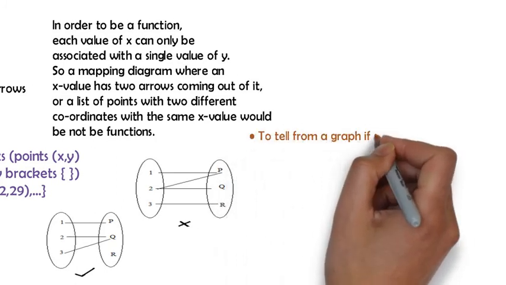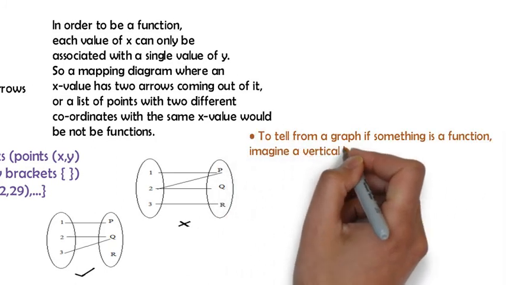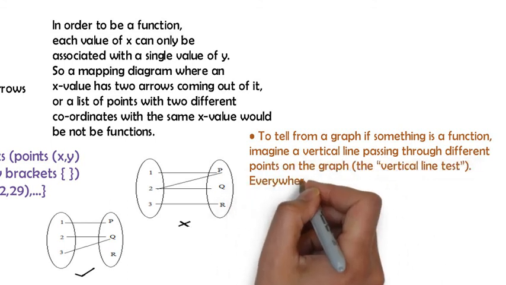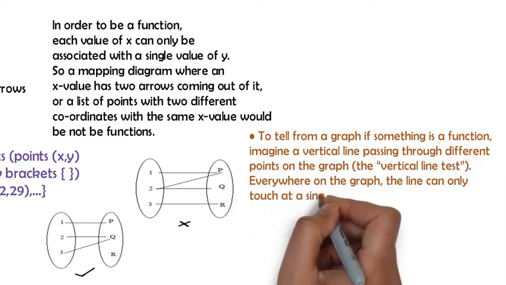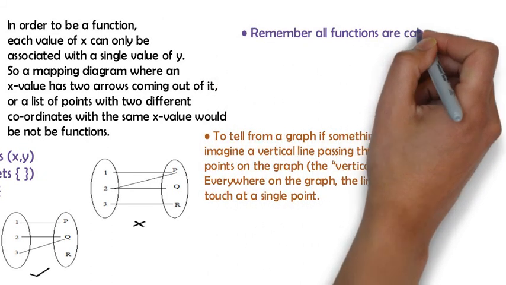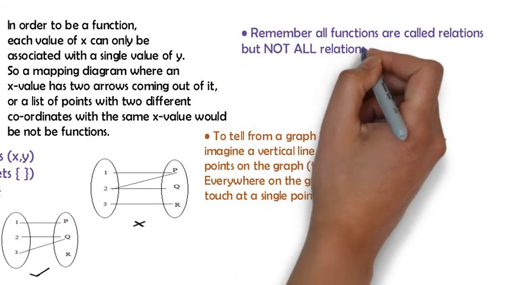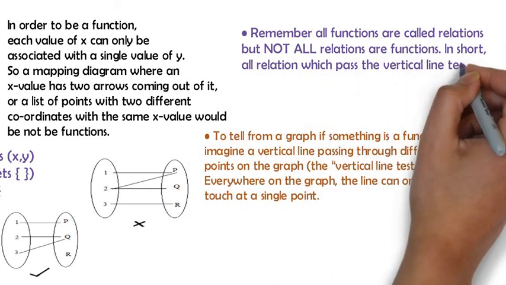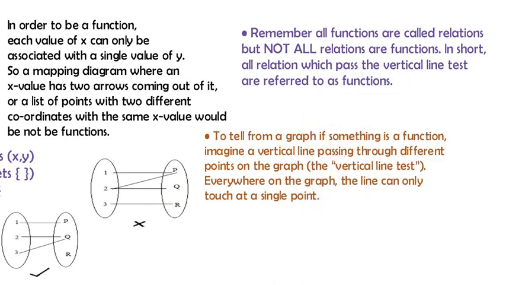To tell from a graph if something is a function, imagine a vertical line passing through different points on the graph. The vertical line test. Everywhere on the graph, the line can only touch a single point. Remember, all functions are relations, but not all relations are functions. In short, all relations which pass the vertical line test are referred to as functions.